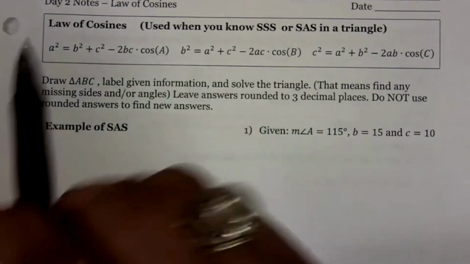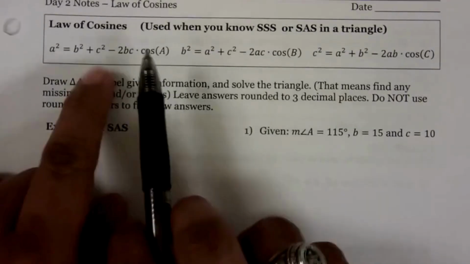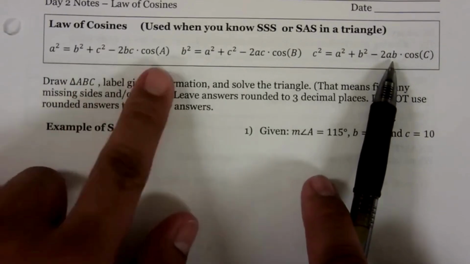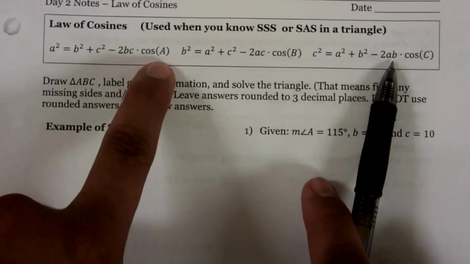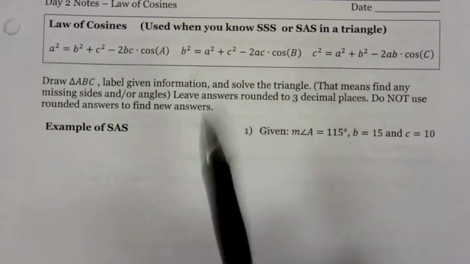Alright, so day 2 notes of law of cosines. So the last time I talked about law of sines, we had that formula. Now with law of cosines, we have 3 different formulas depending on what was given. If you're given angle A, then you're going to use this equation. Given angle B, this one, and angle C, that one.